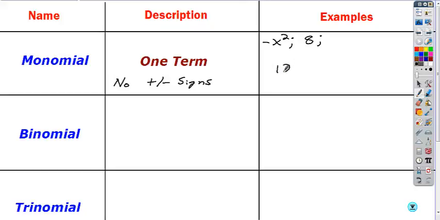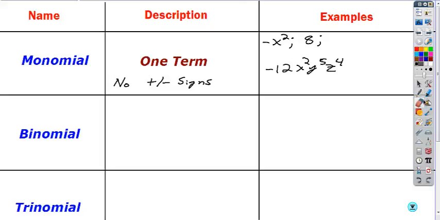What about... okay, that's still a monomial because do I have any plus or subtraction signs? No, I still have one term. Even if I turn this into a negative, I don't have anything in front of it, so this is still a single term even though it has a negative sign, because that is not a subtraction sign. Is everybody okay with that subtle separation? We know what mono means.